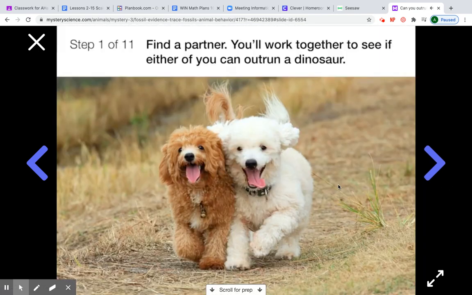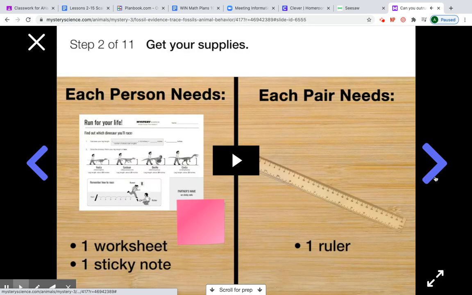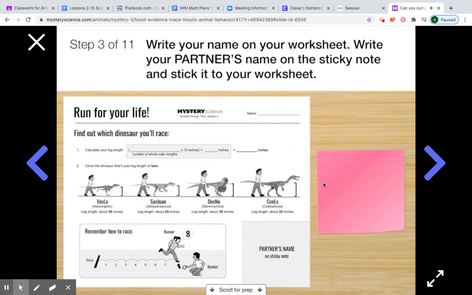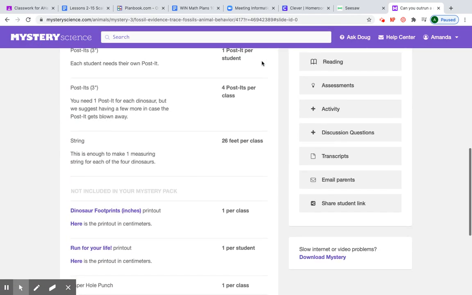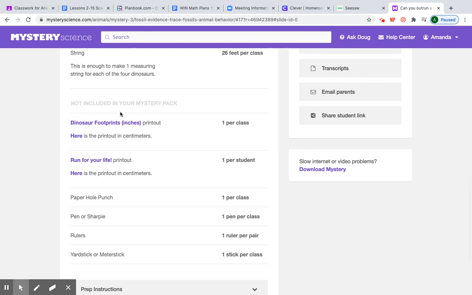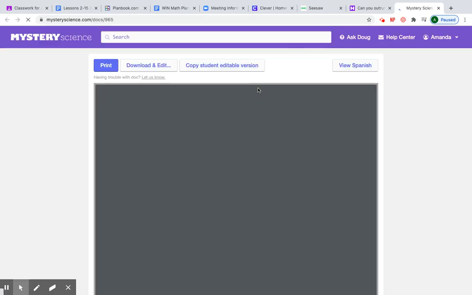Okay. Find a partner. So, again, we're not doing this together. I'm going to calculate my leg length. You can't see it right now, but I have a ruler. I apologize, it's just not possible with the computer I have right now. So here's the worksheet.